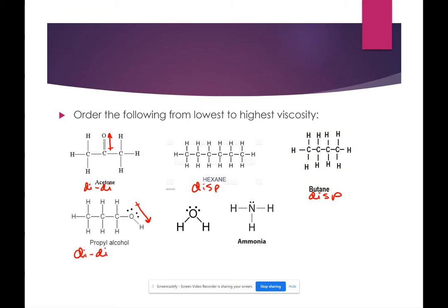but it is oxygen bonded to hydrogen. So when you have a dipole-dipole, the next thing you need to check is, okay, do I have a hydrogen bond? And this one does. So that's more important, that's stronger. Water, as we know, hydrogen bonds.